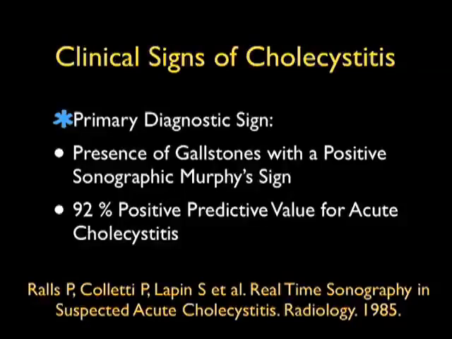These findings have a 92% positive predictive value for acute cholecystitis, as found in this article by Dr. Ralls et al. in Radiology. It's an older article from 1985, but one that's often mentioned in discussion of acute cholecystitis.